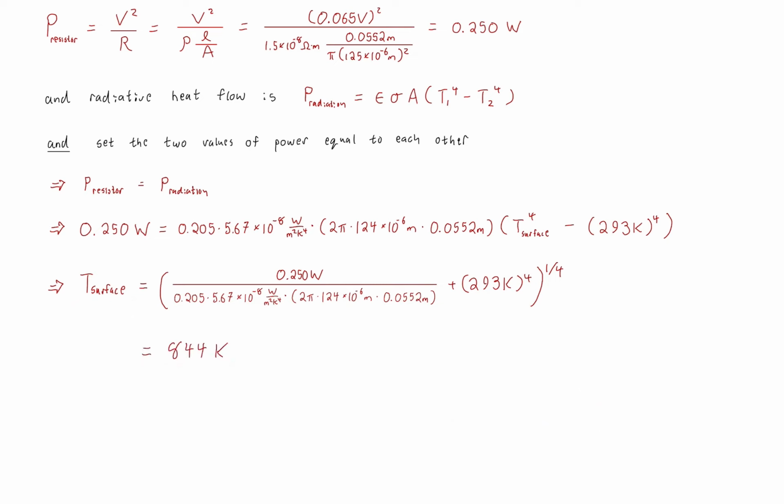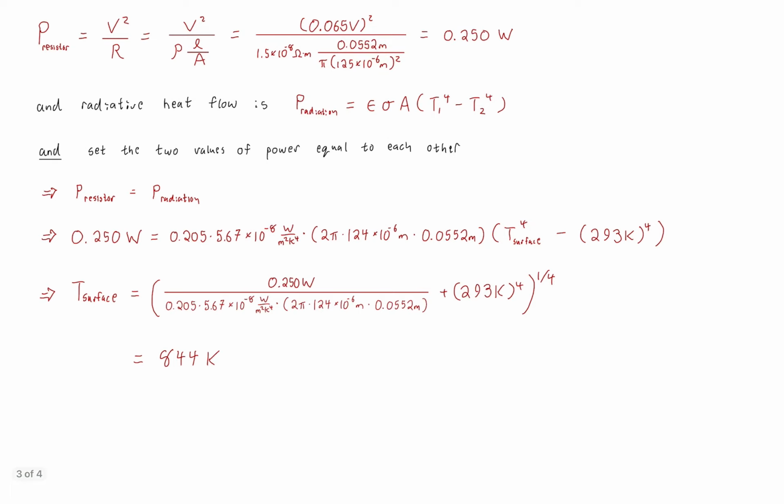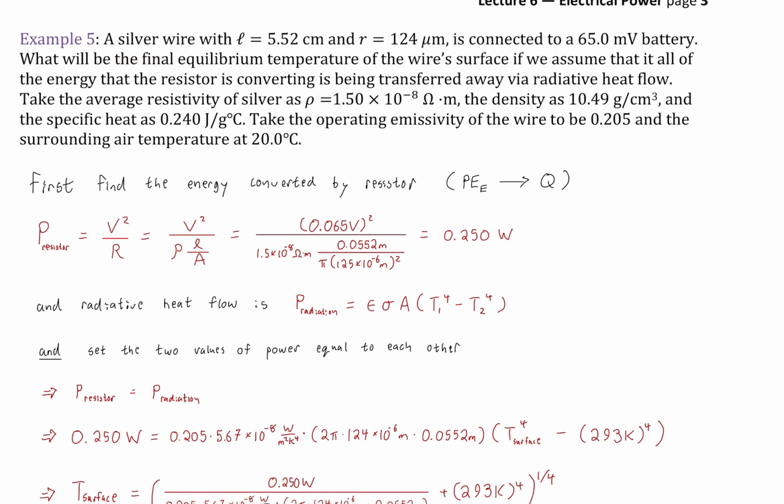Okay? Well, since everything else was given in Celsius, we should probably give the final answer in Celsius. So to convert this over to Celsius, we just subtract 273, and there we go, 571 Celsius, which luckily is well below the melting point of silver, so that would actually work. You wouldn't have to worry about this wire melting.